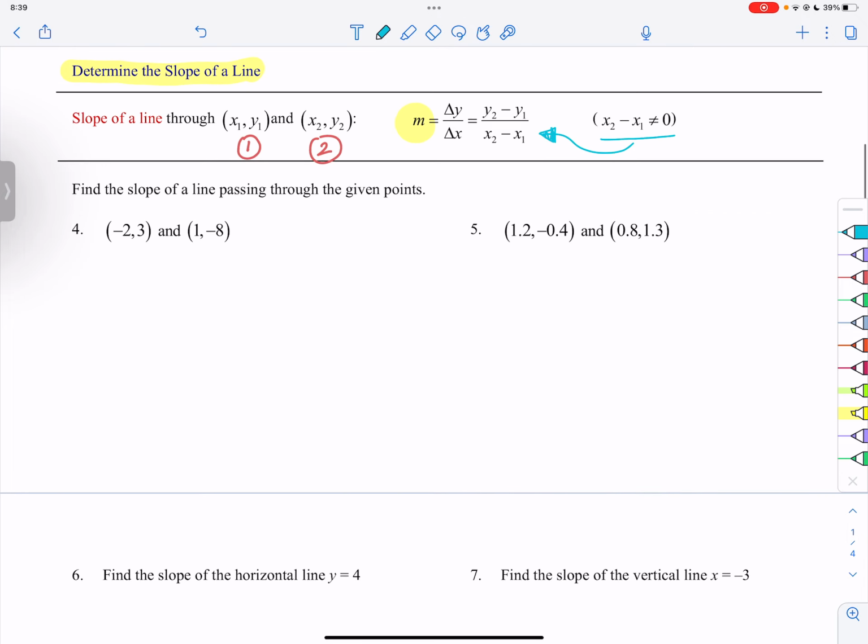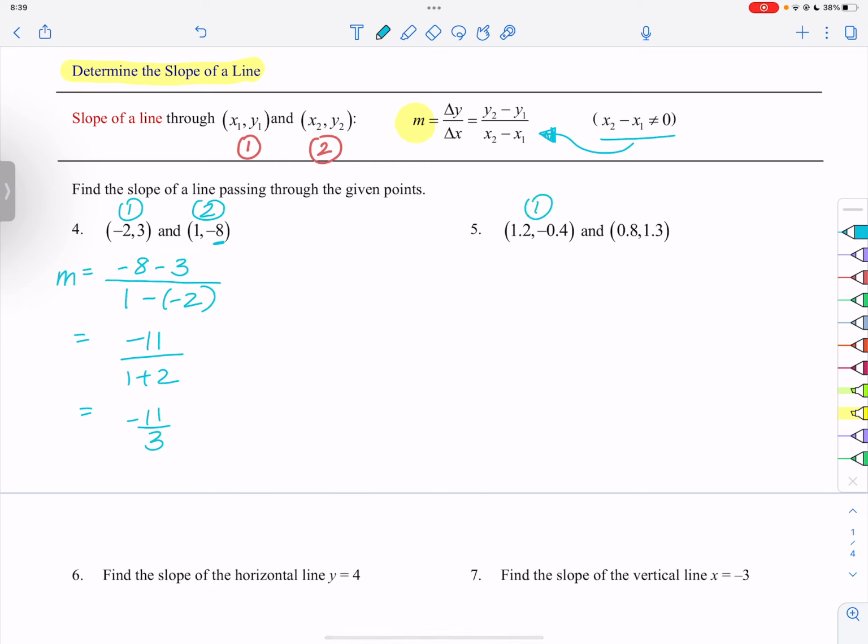So let's go ahead and try to find the slope of a line. I like to number these point 1 and point 2. Now let's take the y value from point 2 and subtract the y value from point 1. Then let's go back to point 2, take the x value minus negative 2. That's negative 11 over 1 plus 2, and that's negative 11/3.